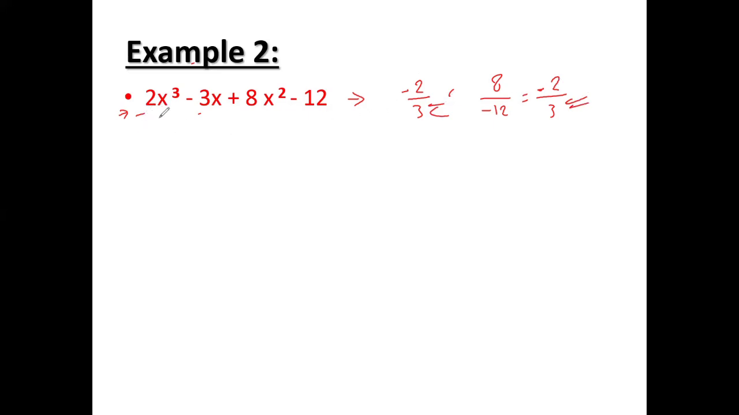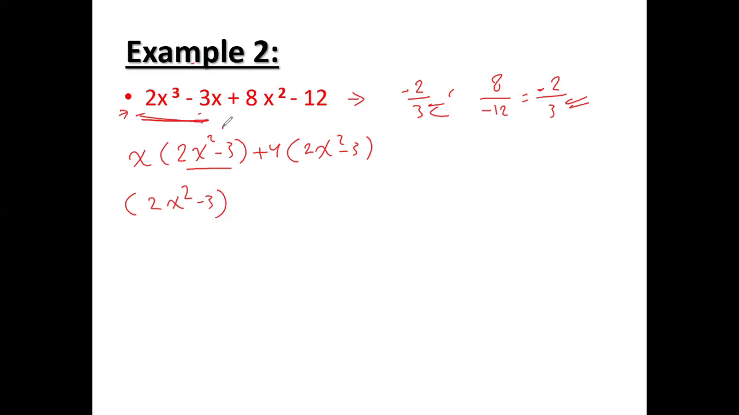Now, let's take out the GCF. For the first two terms, we'll have x as the GCF. So in the bracket, 2x^2 minus 3, plus, here the GCF is 4, so we'll get 2x^2 minus 3. We get the same bracket, so we can take it as a GCF. So 2x^2 minus 3, we will cancel from the first term, so we'll get x plus 4. Now we're done.